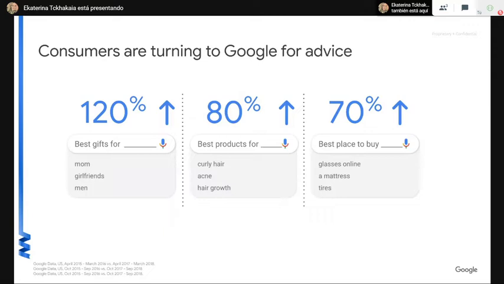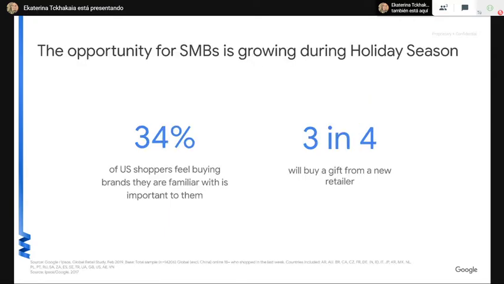Retailers have asked us to create more ways to reach their consumers depending on different purchasing intent. And we have a lot of solutions in place that would help to capture the traffic in the upper funnel. The opportunity for SMBs is growing in holiday season 2018 as well. As we can see, 34% of US shoppers actually feel that buying brands they're familiar with is important to them, and 3 in 4 would buy a gift from a new retailer. This means that some consumers are not necessarily dedicated to one specific retailer when looking for a gift, and this means that they're more flexible in the way they shop.